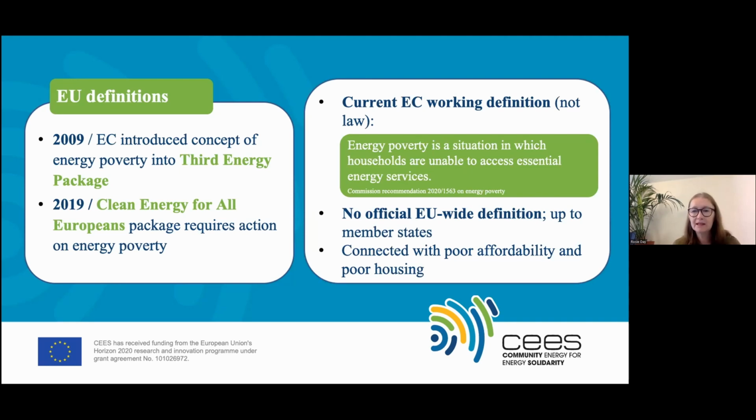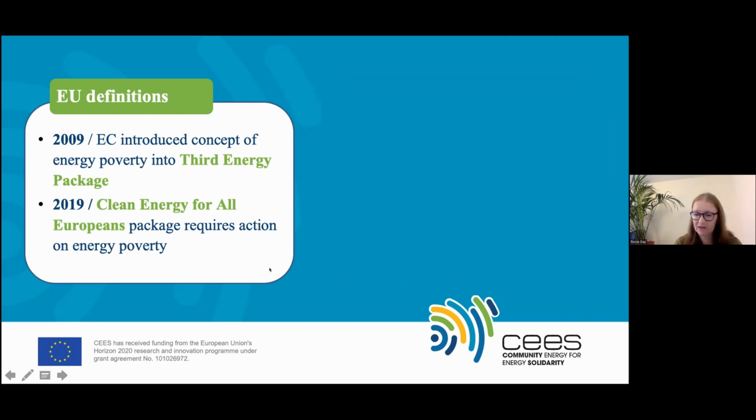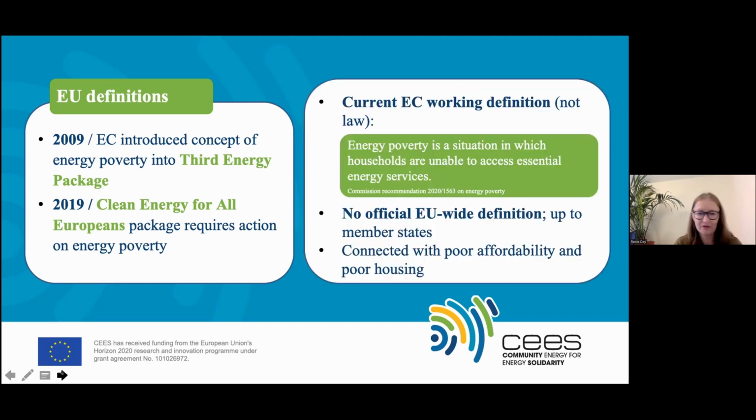But in the EC documents, the working definition that's usually used is the one that I've got in the green box, or a version of this one. They say that energy poverty is a situation in which households are unable to access essential energy services. But the explanations of energy poverty that you'll see are still very much around poor affordability, poor housing and energy inefficiency.